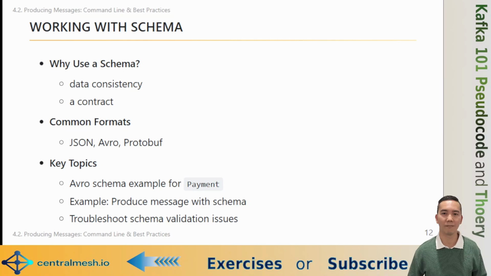Think of a schema as a contract between producers and consumers. It ensures everyone agrees on the structure of the messages being exchanged. Today, we're focusing on Avro schema. Avro is widely used in Kafka because it's compact, fast, and integrates beautifully with Kafka Schema Registry.